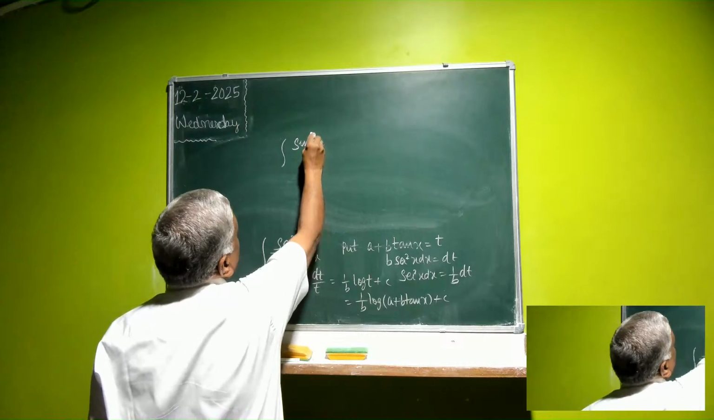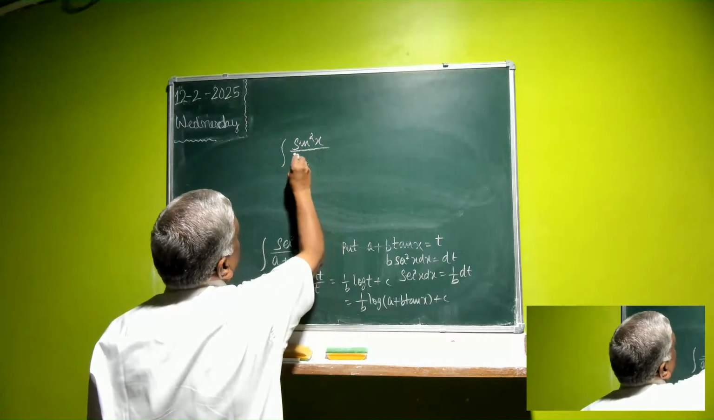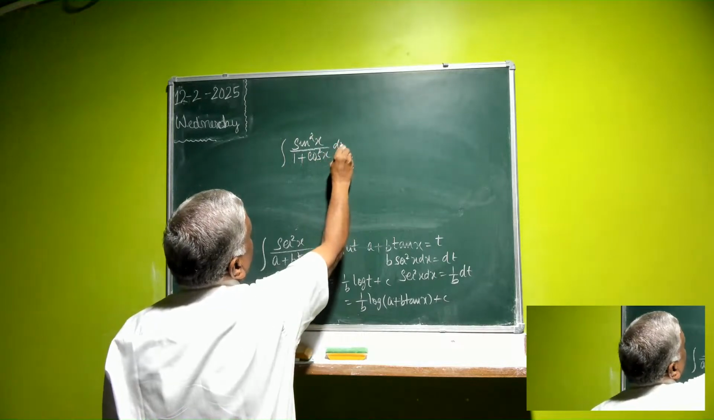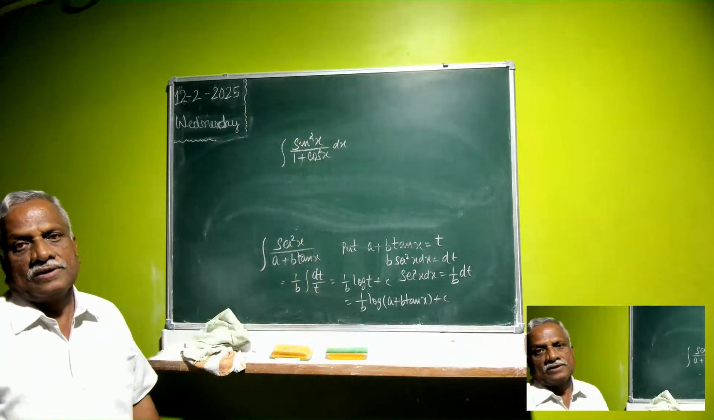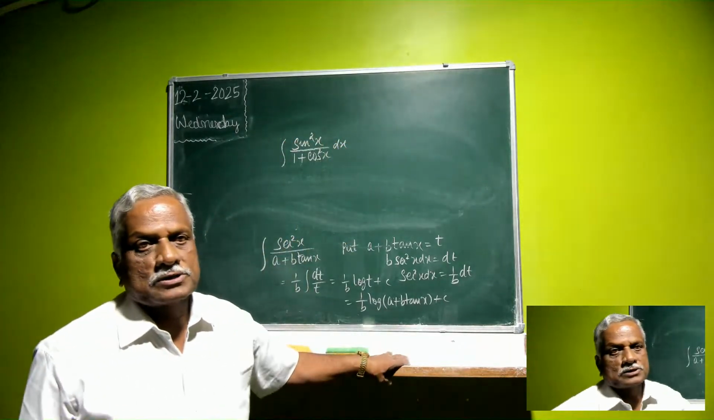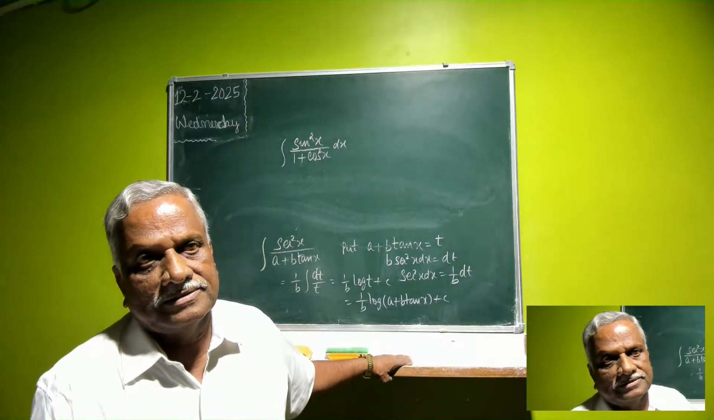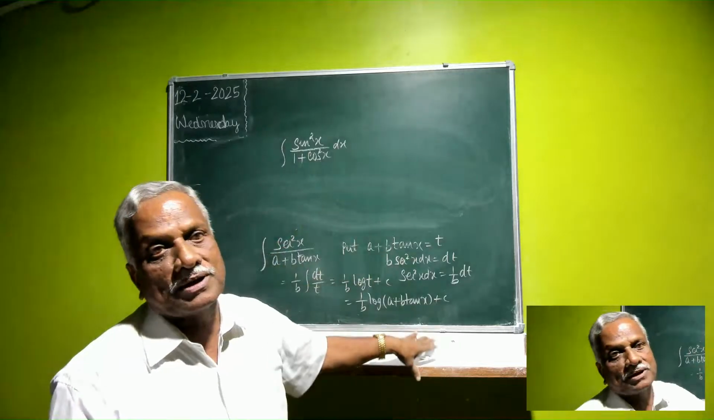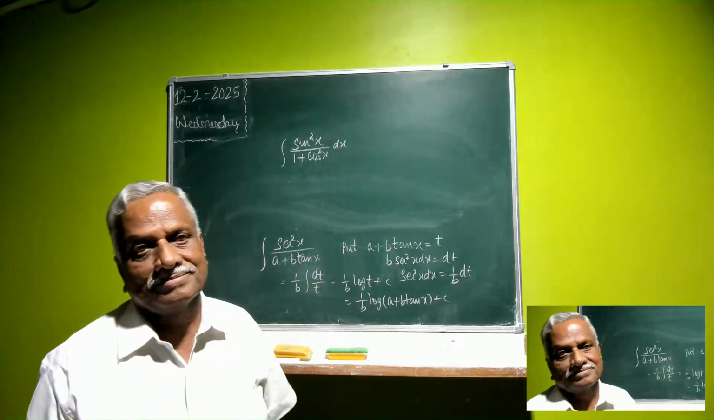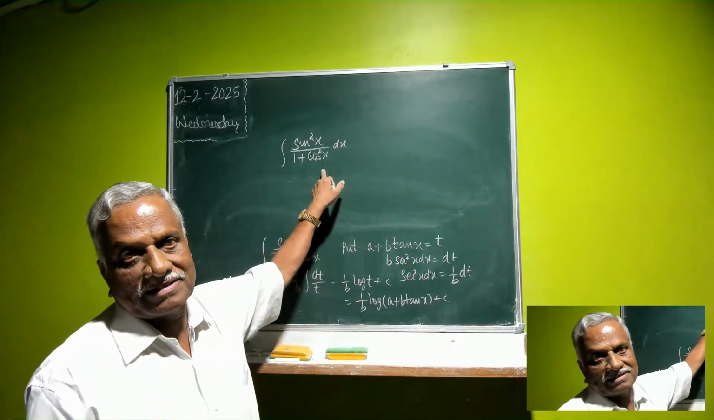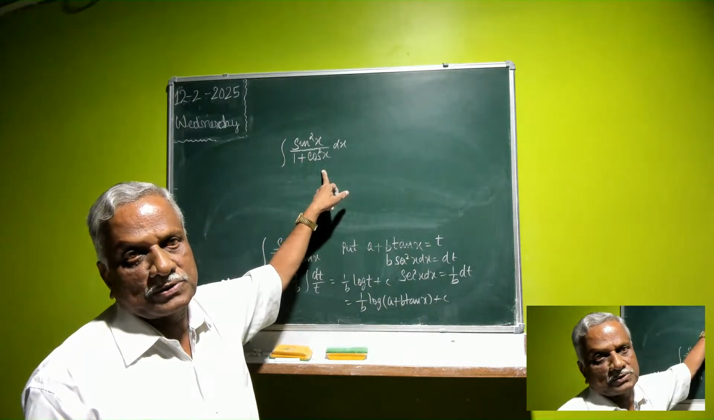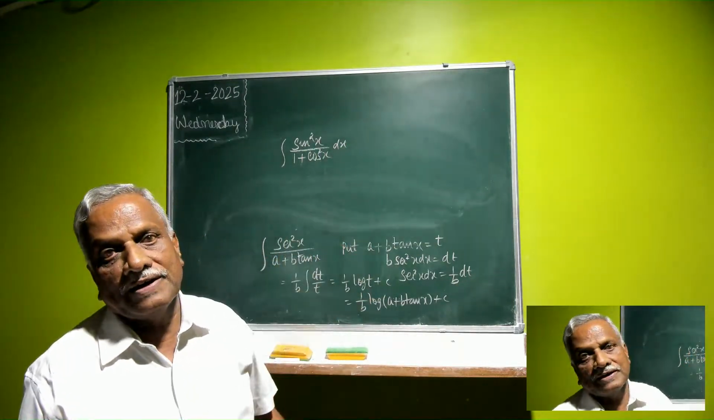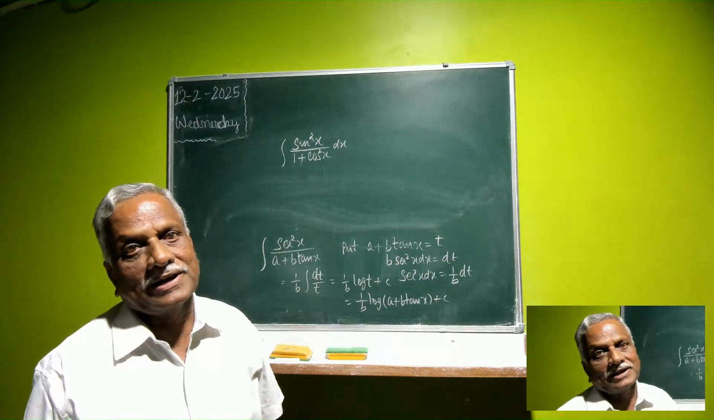Sin 2x over 1 plus cos square x. So, it has got a numerator and a denominator. It's not an inverse function or a logarithmic function. So, we should take this 1 plus cos square x itself as t. But when I take cos square x, the differentiation of cos square x is minus 2 sin x cos x.